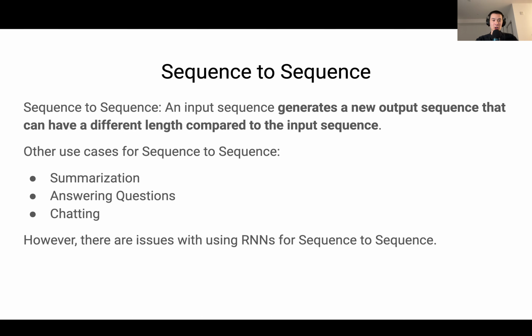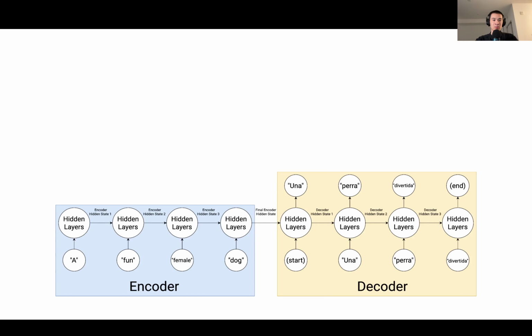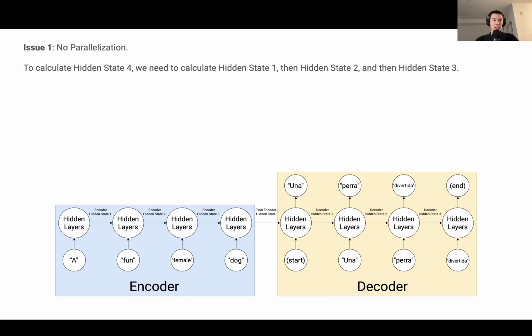However, there are issues with using RNNs for sequence to sequence. Issue 1, no parallelization. To calculate hidden state 4, we need to calculate hidden state 1, then hidden state 2, and then hidden state 3. As you can see in this diagram, right? Hidden state 1, hidden state 2, hidden state 3.